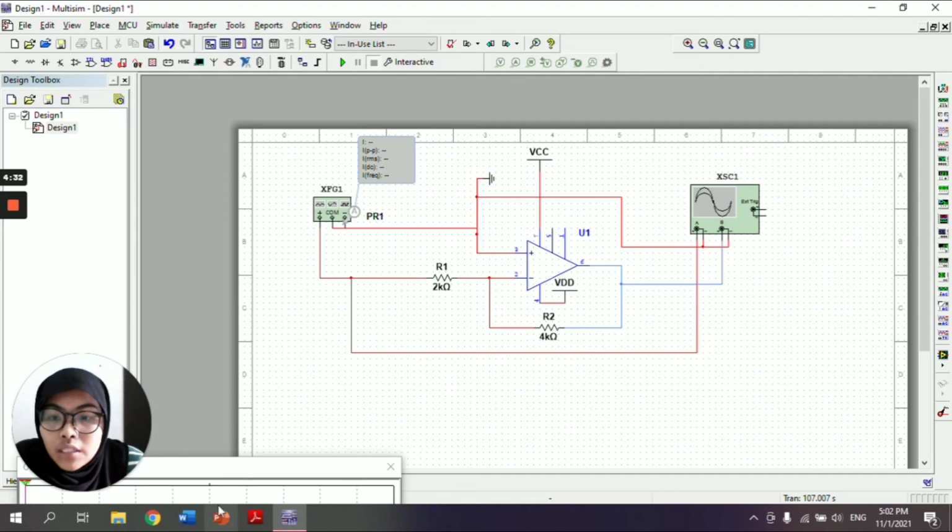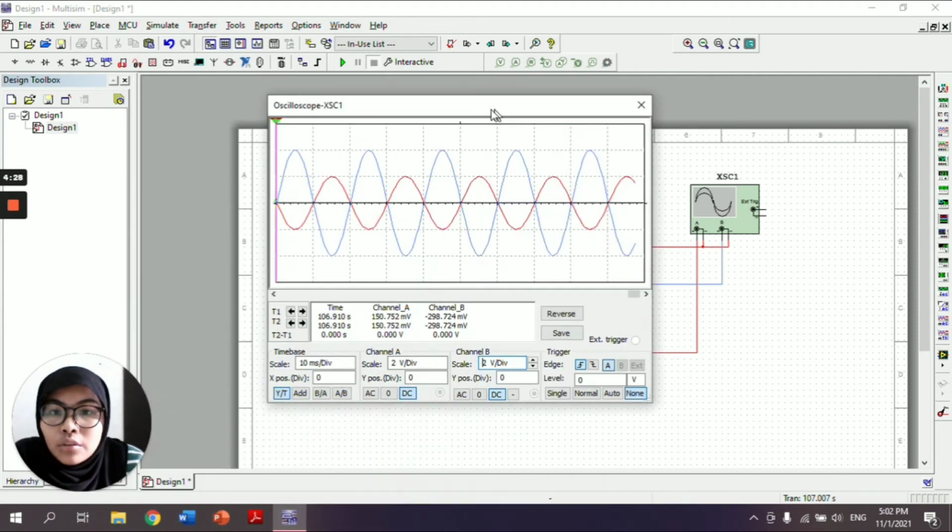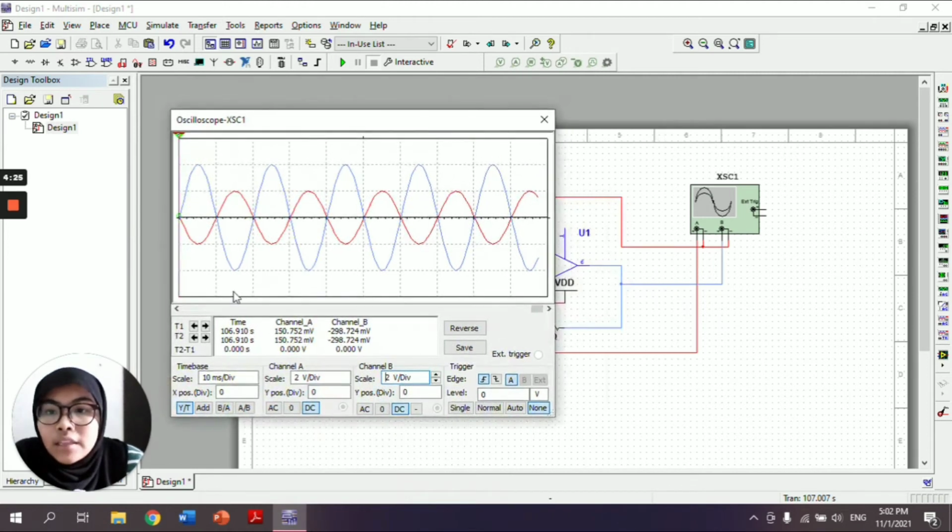When we run this circuit, the outcome from the oscilloscope shows that the red line is the input and the blue line is the output. We set the scale for channel A and channel B to 2 volts per division. Channel A is the red line, meanwhile channel B is the blue line.